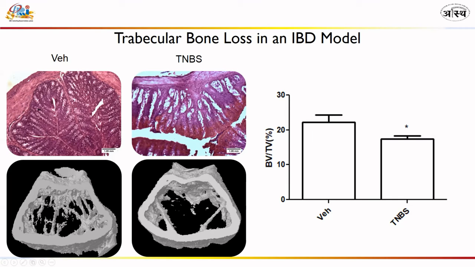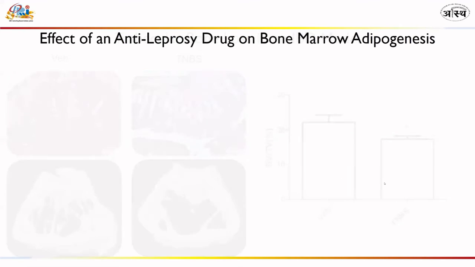So TNBS is given transrectally, and after 1 month, when we studied the femur metaphysis, we see significant loss of trabecular bone. So you got the flavor of inflammatory bone disease model and bone loss.